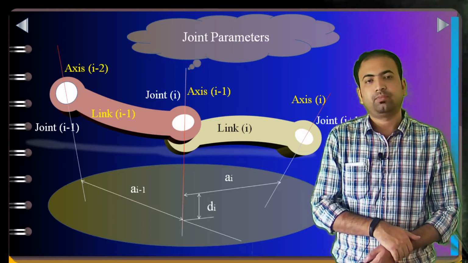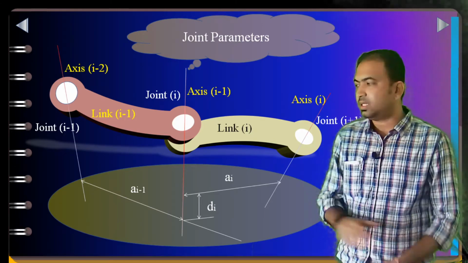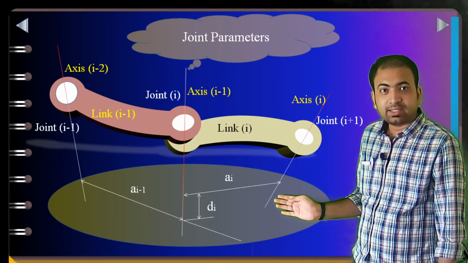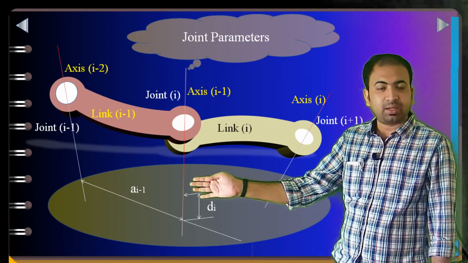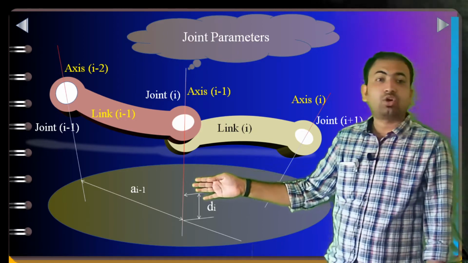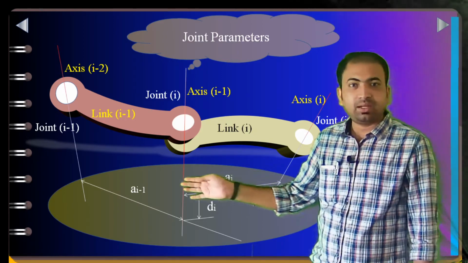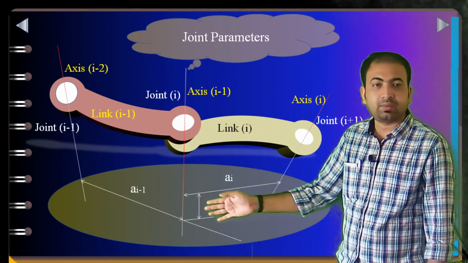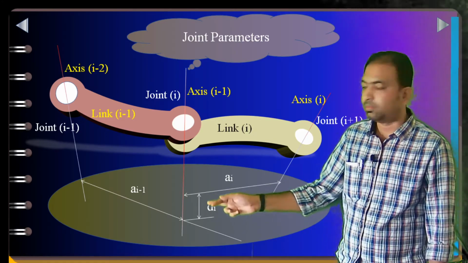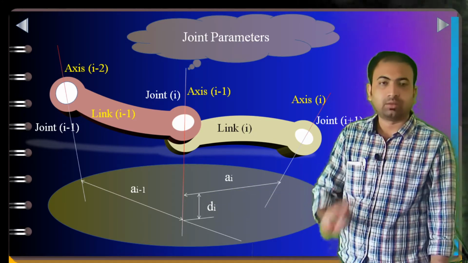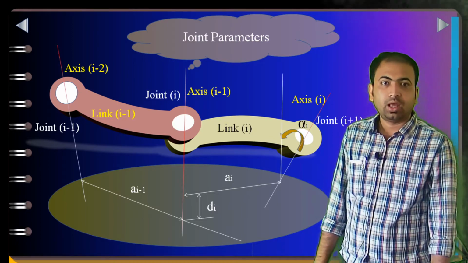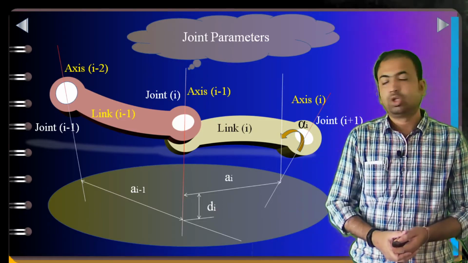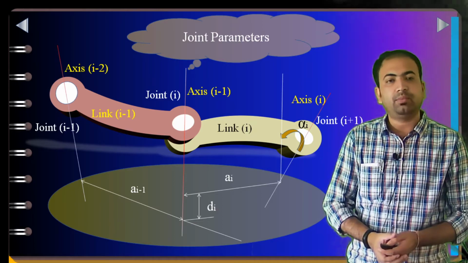Next, you see there is some distance between the common normal between axis i and axis i minus 1, and the common normal between axis i minus 1 and axis i minus 2. There is some linear distance, which is represented by di. We have to remember this term di. That is the first new terminology we got. Another thing we already studied is alpha, that means the twist angle. So alpha i is represented here.